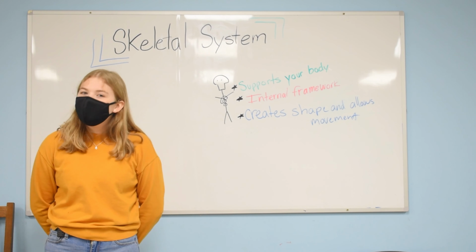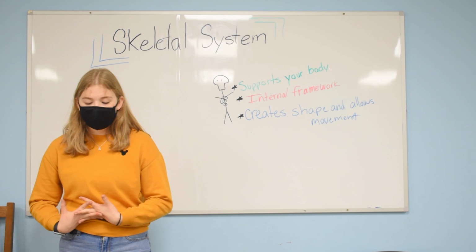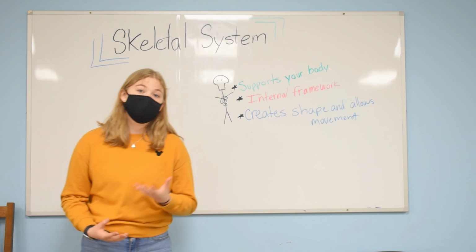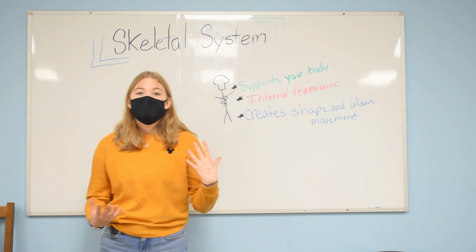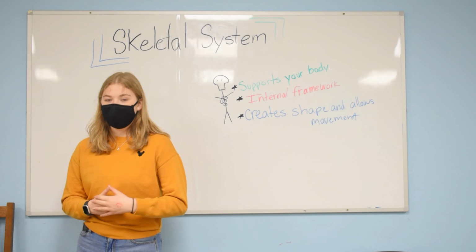The skeletal system. What is the skeletal system? The skeletal system is the structure for your body. It's the internal framework. It gives your body shape, allows movement, it makes blood cells, it provides protection for your important organs, and it stores minerals. It can also be called the musculoskeletal system.